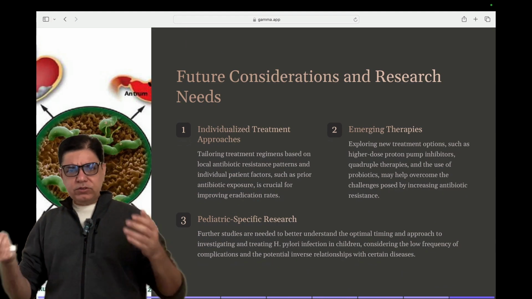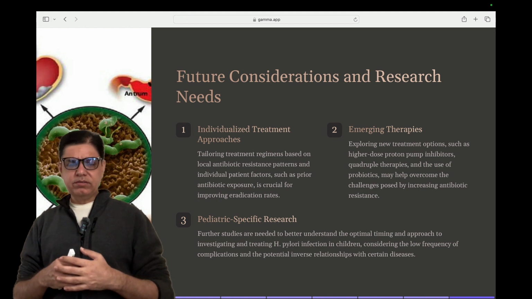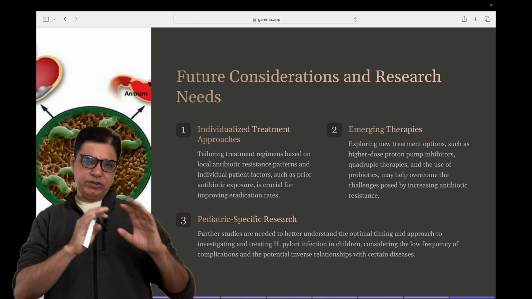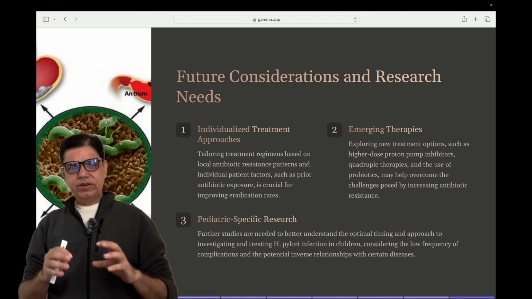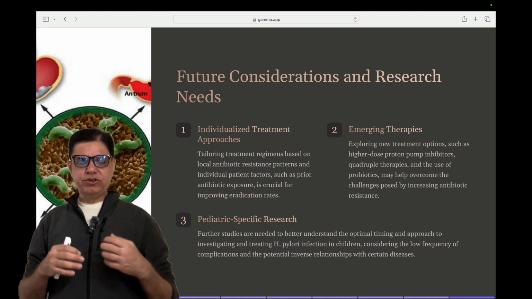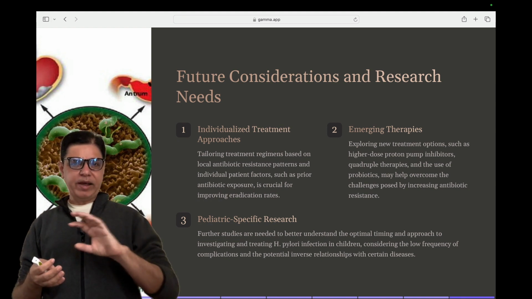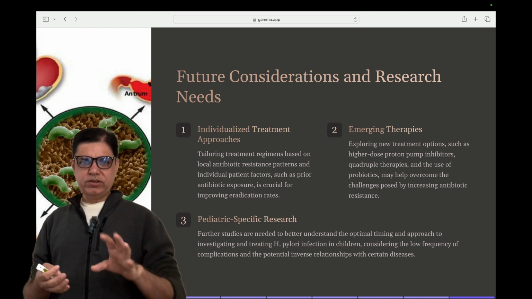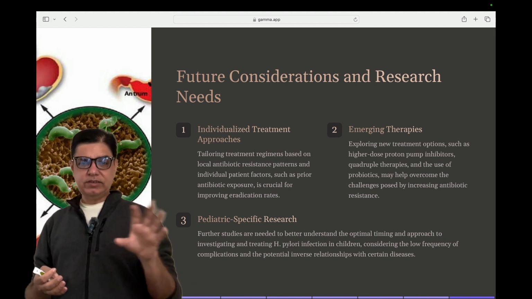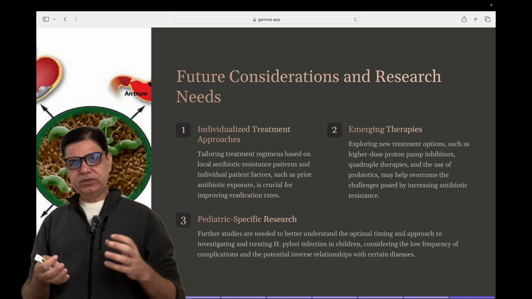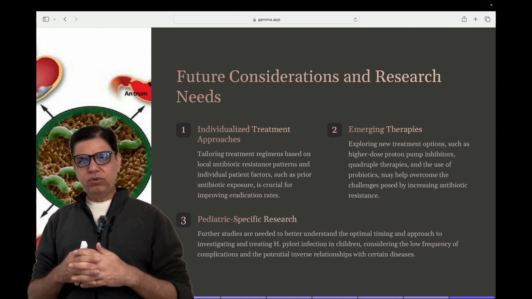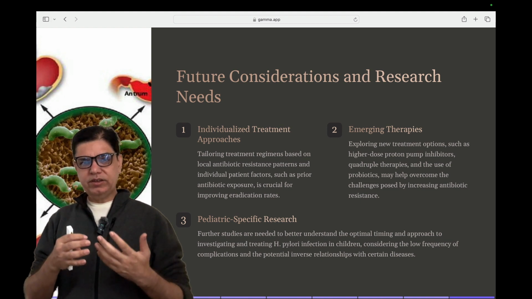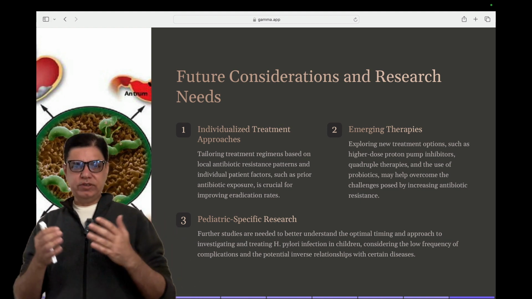So some of the future considerations and research needs in the field of H. pylori infection are: number one, that we need further work on individualized treatment approaches. At the moment, we have a blanket approach for everyone in the form of triple regimen, and the side effect profiles of these antibiotics in high doses is there. So usually compliance becomes an issue. So it's important that further research is done to see how successful the individualized treatment approaches are.